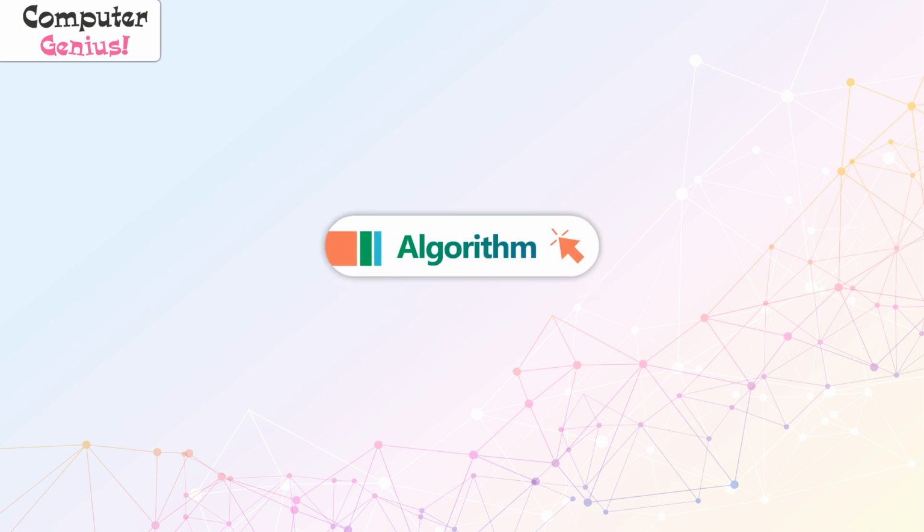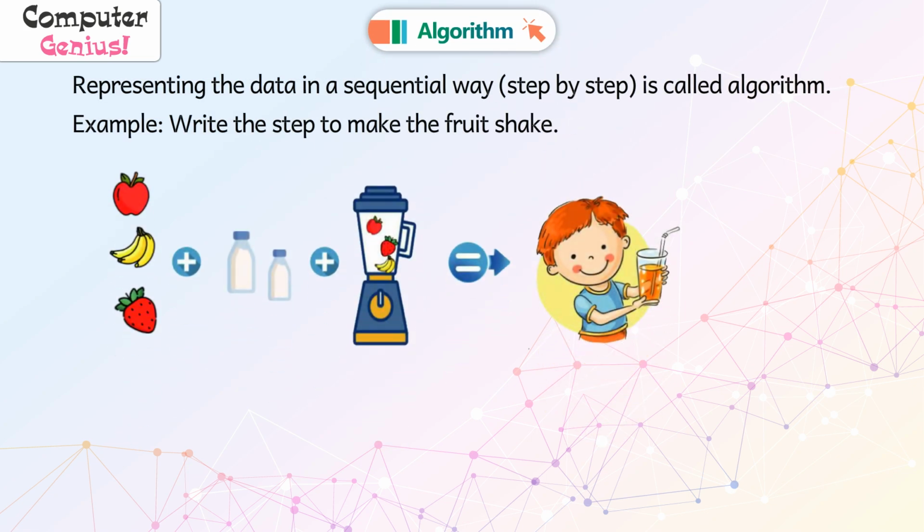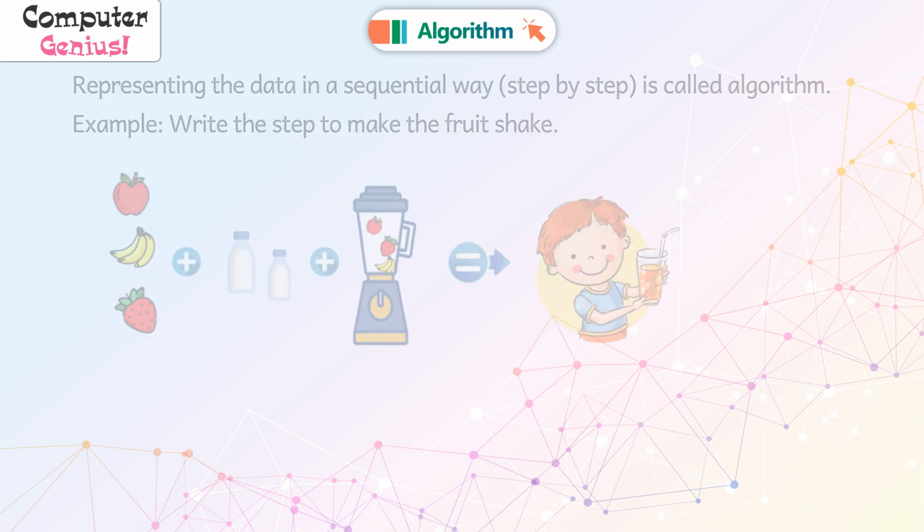Algorithm. Representing the data in a sequential way, step by step, is called an algorithm. Example: write the steps to make a fruit shake.